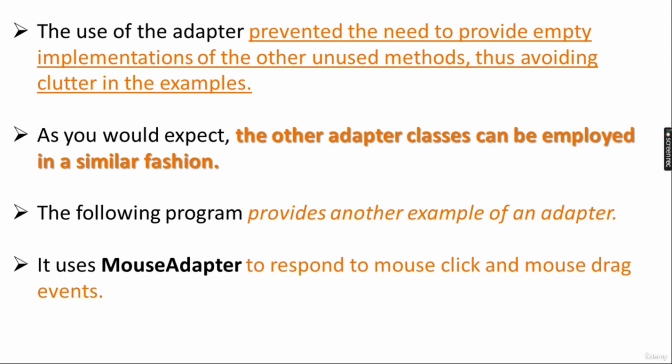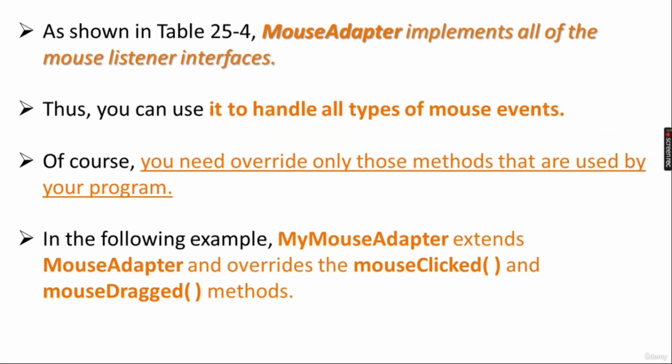Depending upon your need, you will implement the method. As you would expect, other adapter classes can be employed in a similar fashion. So now we will see the example of an adapter. It uses MouseAdapter to respond to the mouse click and mouse drag events. In the table, MouseAdapter implements all of the mouse listener interfaces. You can use it to handle all types of mouse events. Okay. So our MouseAdapter implements all the mouse listener interfaces. So all types of mouse events can be handled.